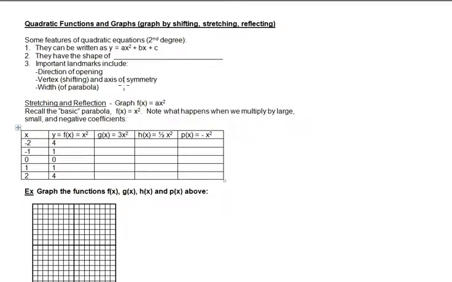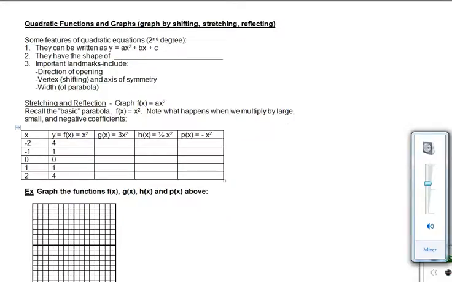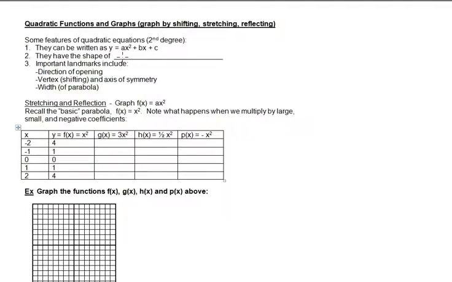I'd like to do an overview of the graphing of quadratic functions by shifting, stretching, and reflecting. One thing to remember is that quadratic functions or quadratic equations are second degree. So we see this equation here, y is equal to ax squared, so we've got a squared term, a linear or first power term, and then a constant. And these equations are going to always have the shape of a parabola.